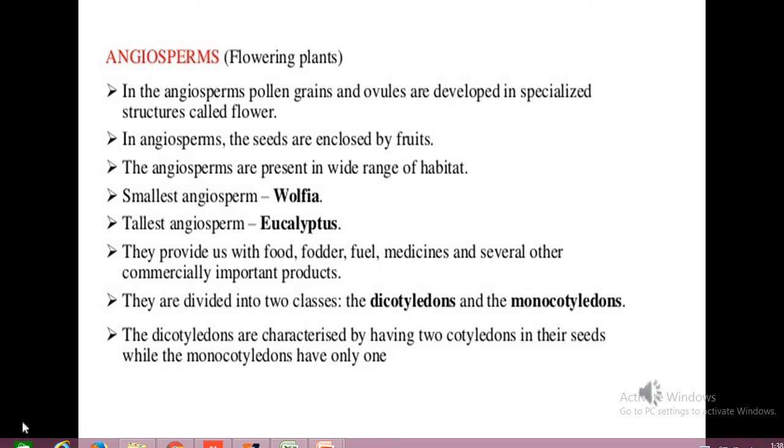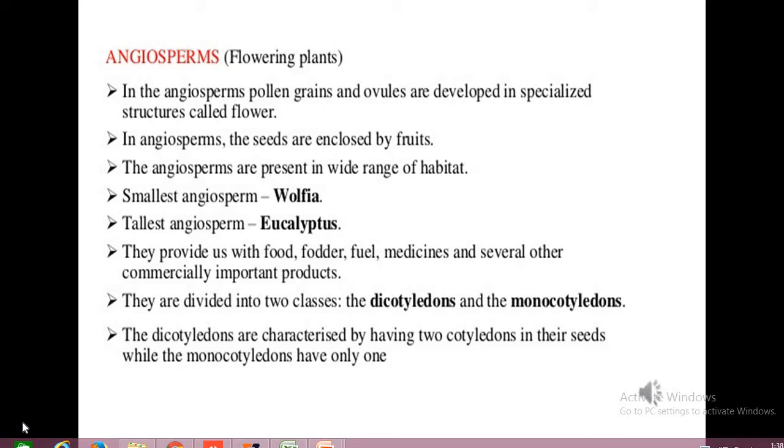Now, children, let's talk about the various characters of angiosperms. I told you in the previous video, angiosperms include all flowering plants, whether the flower is small, whether the flower is big, whether the plant is of economic importance, or whether it doesn't carry any economic importance. Even a minute flower, even a colorless flower, even a dull shaded flower is included in angiosperms.